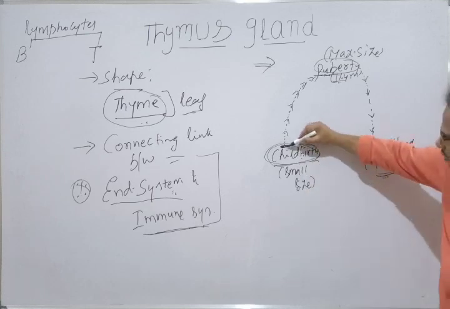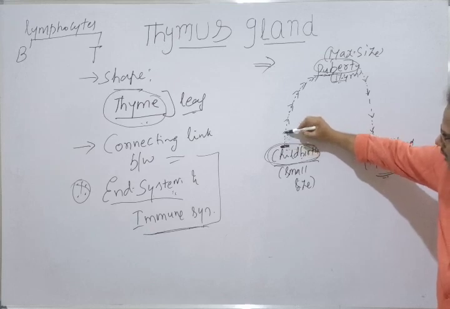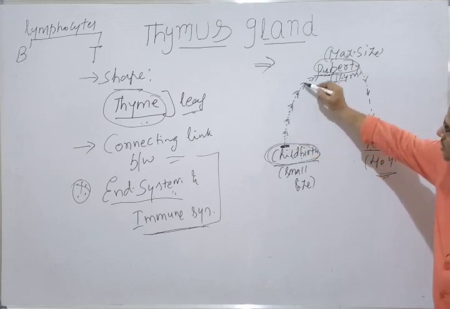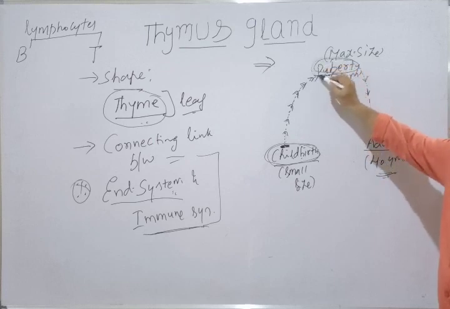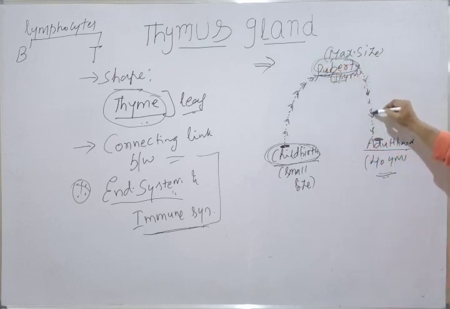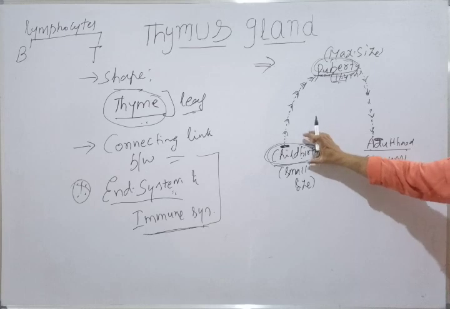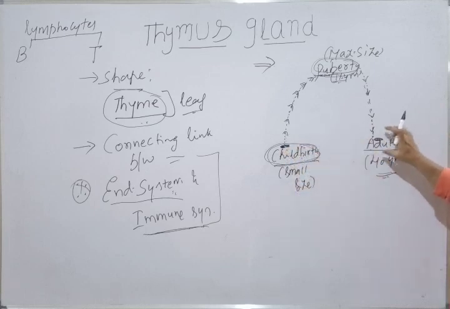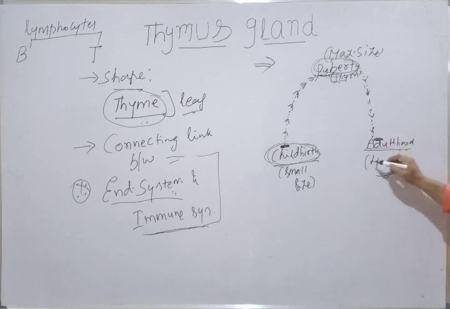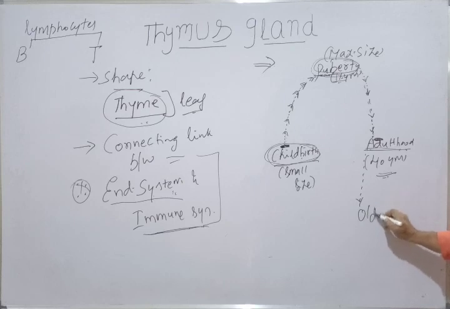So at childbirth, low in size. As the age advances, it increases in size. Maximum size at puberty, then it shrinks in size and comes back to the childbirth position when the person attains adulthood. After adulthood, it decreases further and during old age, it reduces to a very small size.